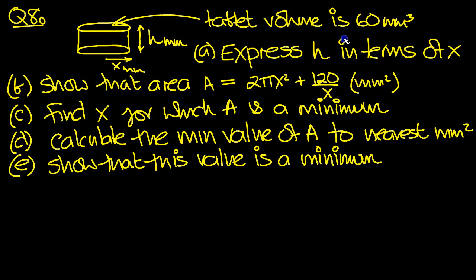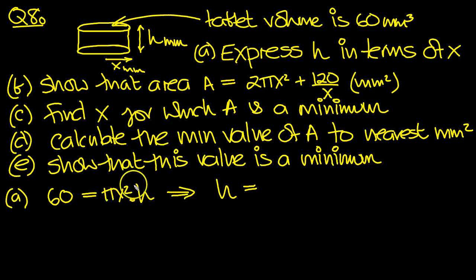We'll do part A first of all then. Okay, part A. The volume we're told is 60, so 60 is equal to the volume of a cylinder, which is pi r squared times h. Pi r squared is pi x squared times h. Now we need to express h in terms of x, so we can simply write h is equal to, move the pi x squared from times down to divide. I've written it down from right to left. So there we go. h is equal to 60 over pi x squared. Okay, so that's the first thing then. Now B.